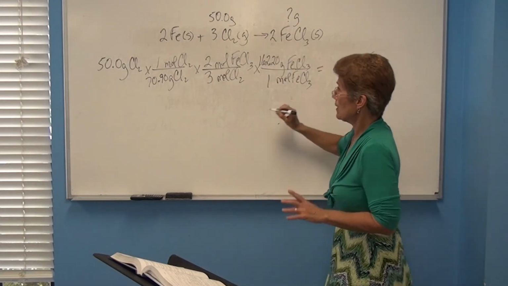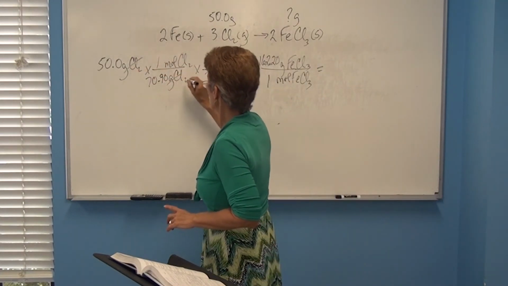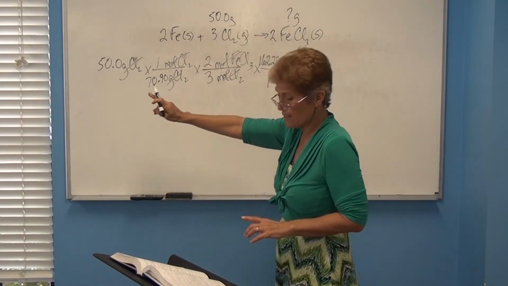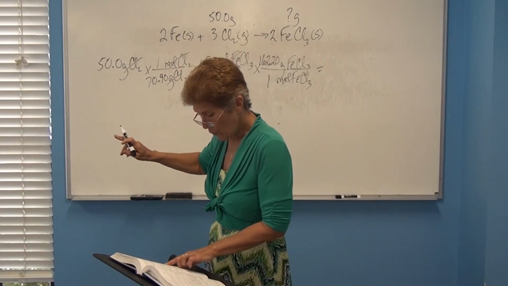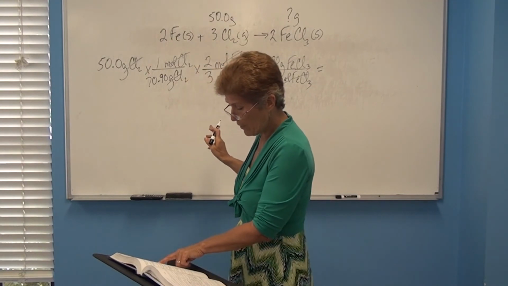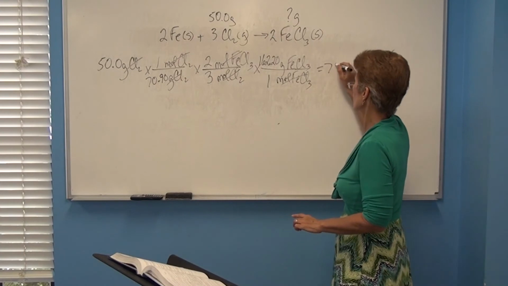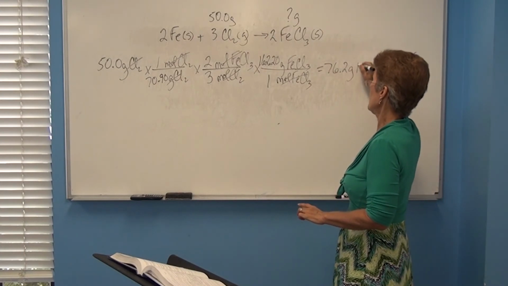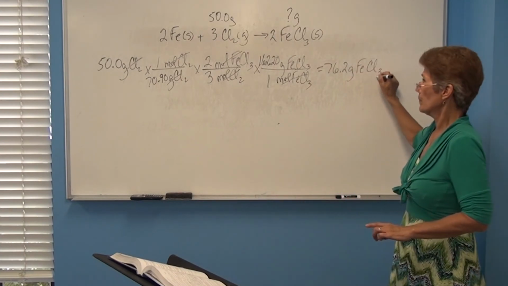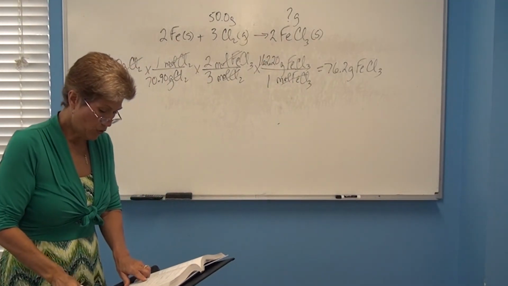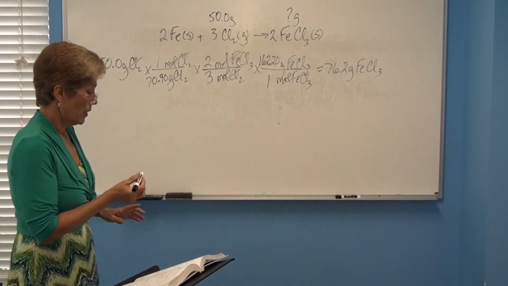And now we've got everything in place, so we're going to cancel, make sure everything's lined up correctly. We have 3 significant figures to start with, so we're going to have an answer with 3 significant figures, which is going to be 76.2 grams of iron chloride. I'm going to get over here so I can get out of your way. 76.2 grams of iron chloride.